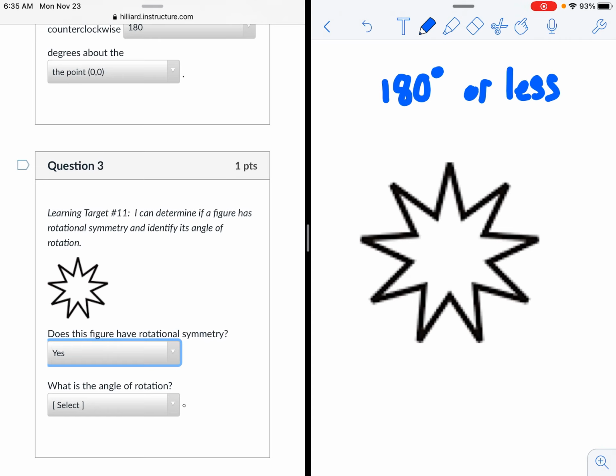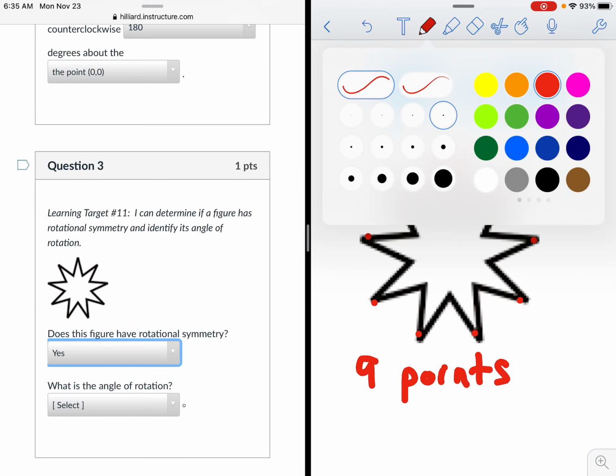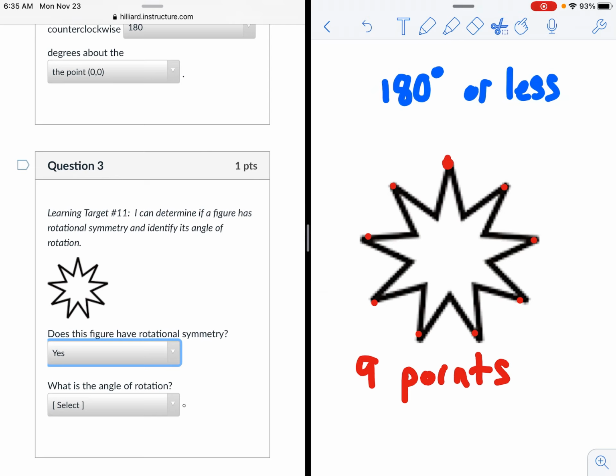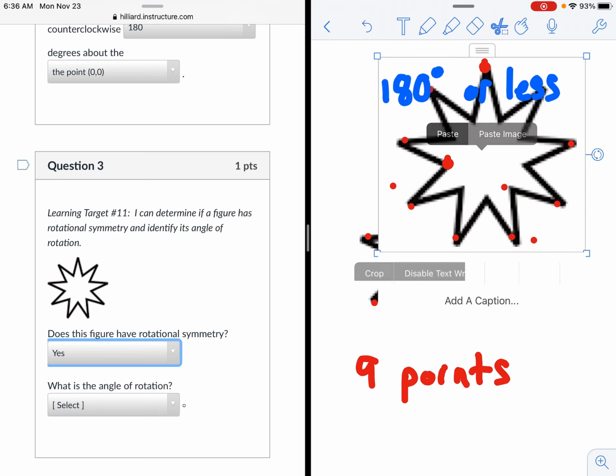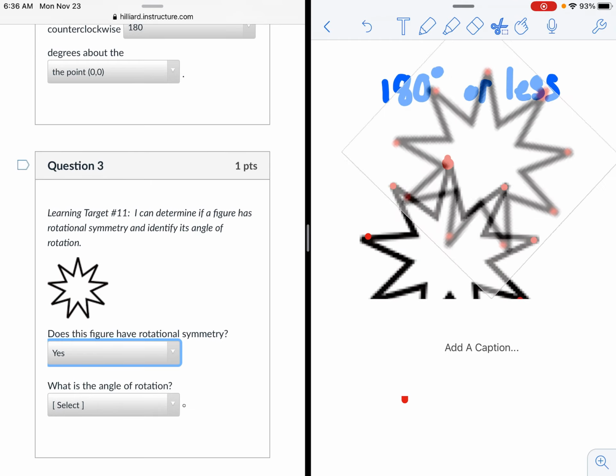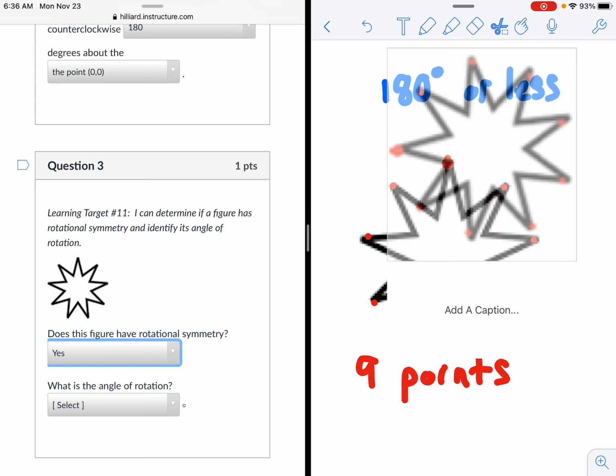And then just to compute it, realize how many points does this star have? 1, 2, 3, 4, 5, 6, 7, 8, 9. So there's 9 points. So literally you just have to match up the points. Let me see if I can do this again. I don't know how cool this will look. Maybe if I can make it transparent. Copy, paste image.